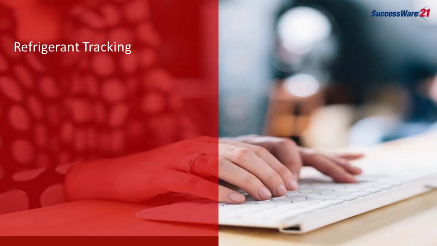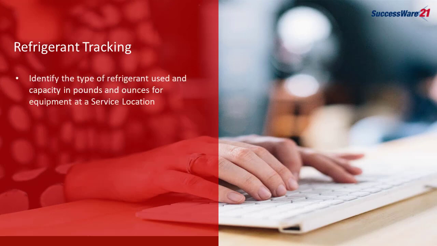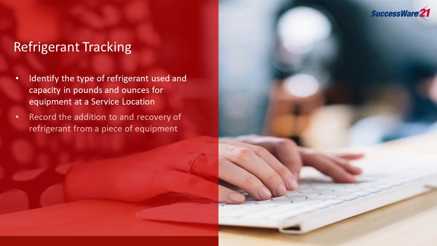The refrigerant tracking tools in SuccessWare 21 allow you to identify the type of refrigerant used and the capacity in pounds and ounces for equipment at a service location. You're able to record the addition to and recovery of refrigerant from those pieces of equipment.